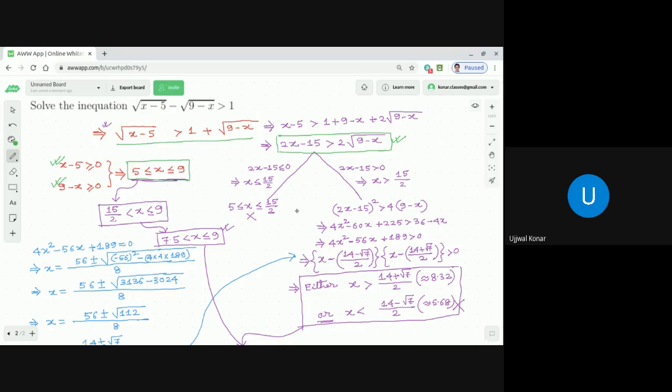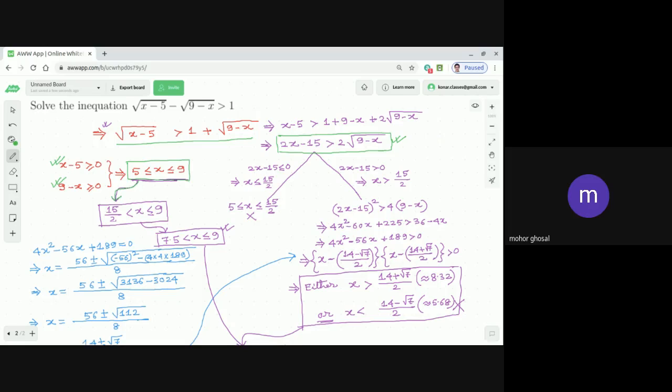And we see that x could be between 5 and 9, including 5 and 9. So from there we restrict the solution from 5 less than or equal to x less than or equal to 9 to, as you see here, I wrote now 15 by 2 less than x less than or equal to 9. That is 7.5 less than x less than or equal to 9. So initially it was the big one, 5 to 9. From there we restrict to 7.5 to 9.